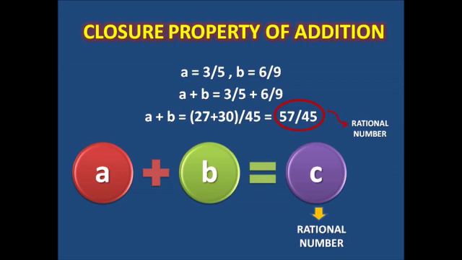Let us take an example of two rational numbers A and B, where A is equal to 3/5 and B is equal to 6/9. So the sum of A and B would be 3/5 plus 6/9, which is (27 plus 30)/45, which is equal to 57/45. Now 57/45 is a rational number, so we can say A plus B is equal to C, where C is a rational number. Hence closure property holds good for addition.